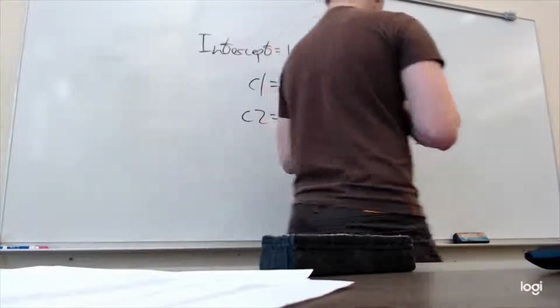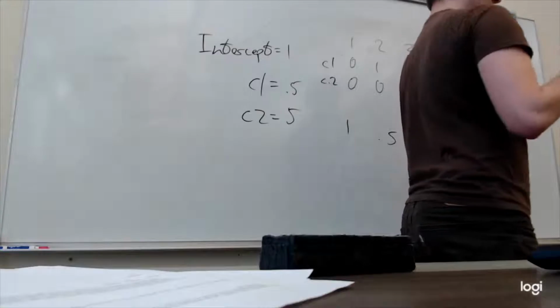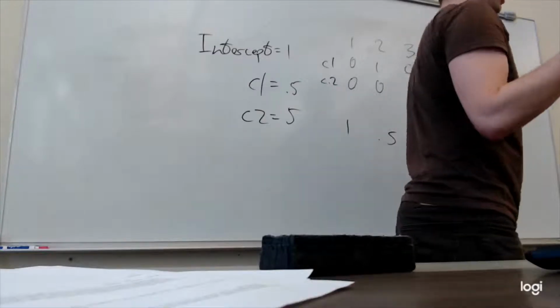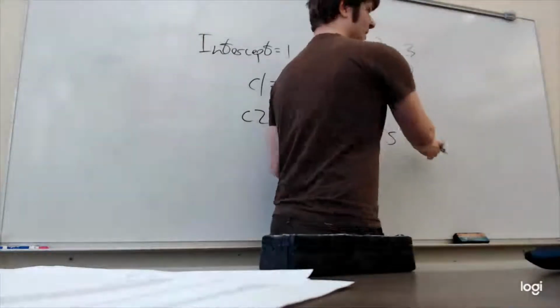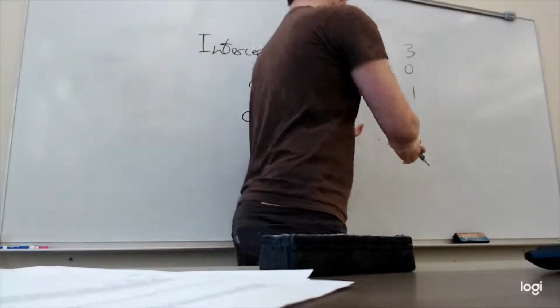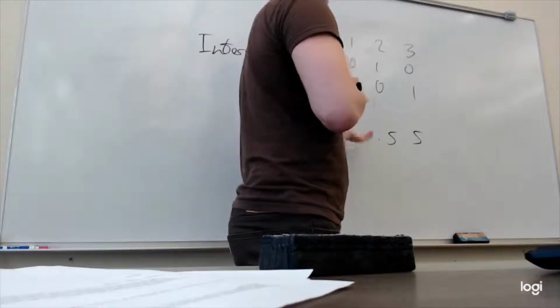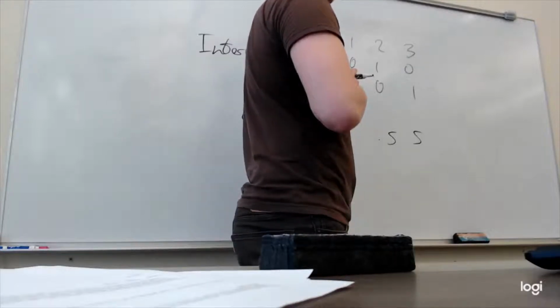Odds ratios, they're literally ratios of odds. So it would be the odds within group 3 divided by the odds within group 1, because that's the reference.